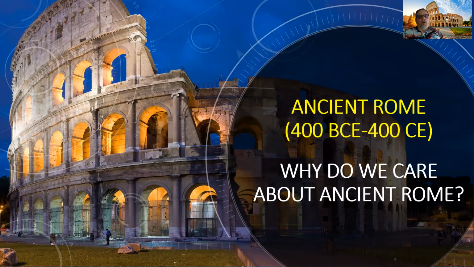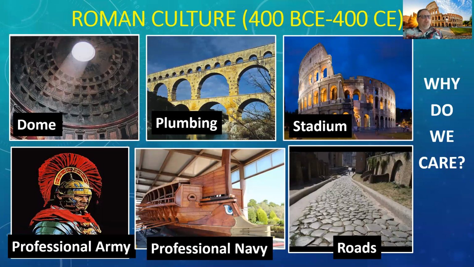So in ancient Rome, 400 BCE to 400 CE, why do we care? Why do we care about ancient Rome? Well, they're going to invent the dome. Actually, I should say they perfect the dome. They're going to perfect plumbing and the aqueduct system that allows for clean running water. They're going to develop the stadium by putting two of the Greek theaters together, two amphitheaters, making a stadium. They're going to create the first world's professional army, which allows them to dominate the region. They're going to create the world's first professional navy.